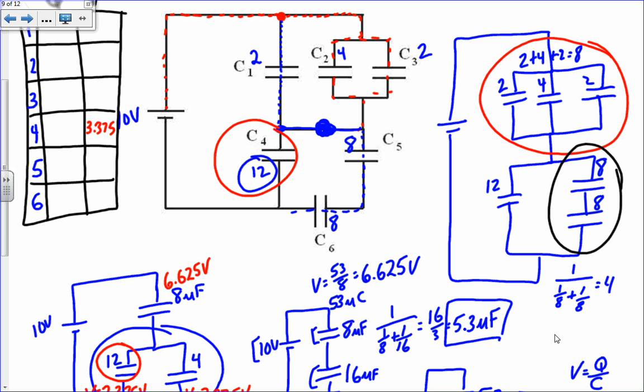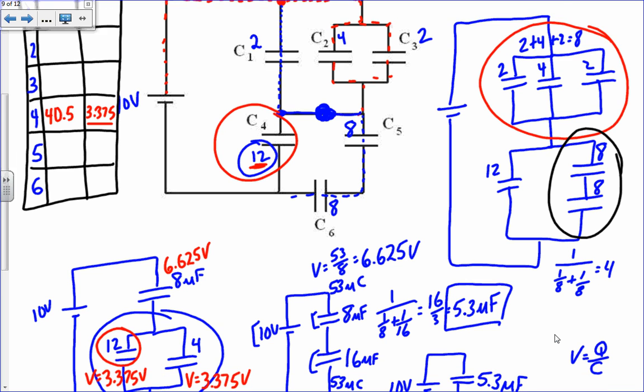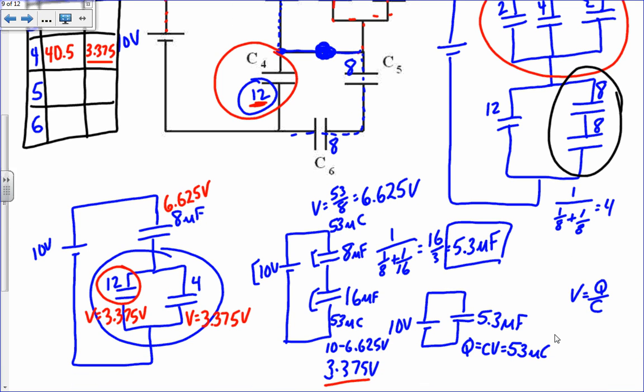And then I can calculate what Q is. Q is just equal to C times V. And so that's going to be 40.5 microcoulombs. That's just saying 12 times 3.375. Okay, so I started filling them in.